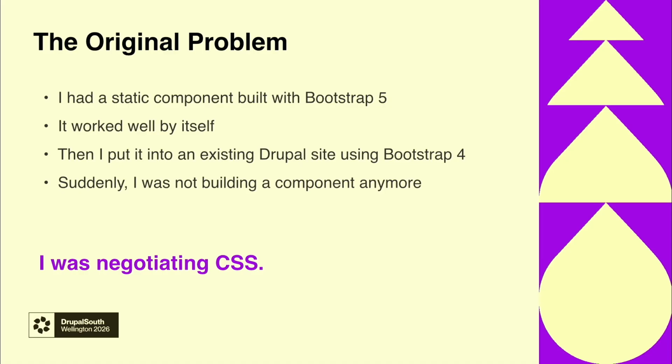So the starting point was a very practical problem. Last year, I developed a static component using Bootstrap 4.5. I tested it properly, and by itself it works fine. But when I put it in the Drupal site, it just crashed. It's not really crashed, but the site was based on Bootstrap 4. So instead of saving time, I started spending time adjusting CSS.